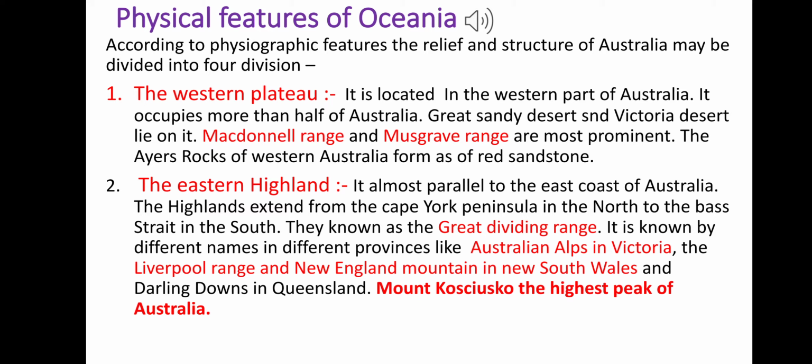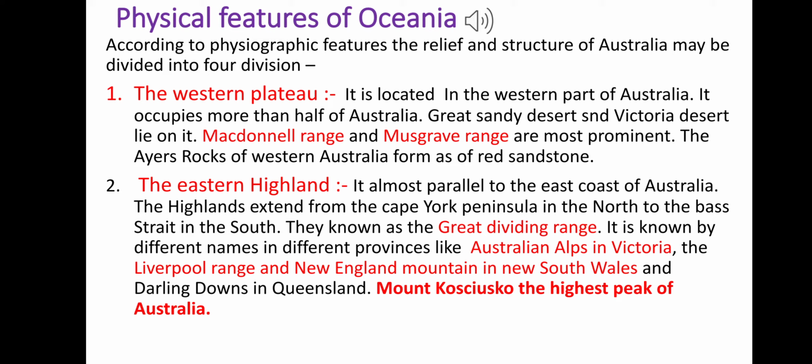Most of the Western Plateau region is covered with sand and sand dunes. The Great Sandy Desert and the Victoria Desert are also located here. Some ranges like the Macdonald Range and Musgrave Range are most prominent here. Small salt lakes, meaning playas, are also found there, and Ayers Rock of Western Australia, a red sandstone, is one of the features that attract tourists. The rock changes color throughout the day from reddish brown to yellow and sometimes to violet.